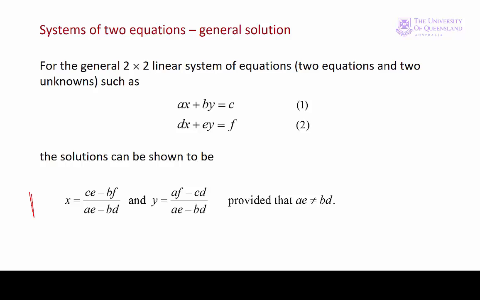Now, we've got a condition there, provided ae is not equal to bd. Well, we know if ae equals bd, that's equal to 0, and our ratio is undefined. But let's look at why that's the case, that we don't have a solution.